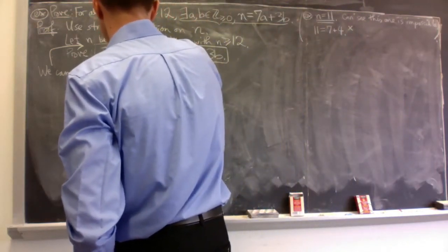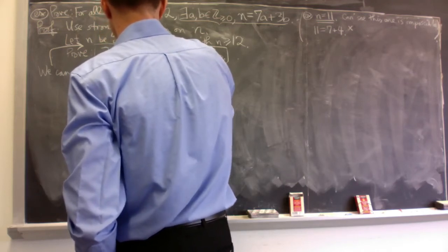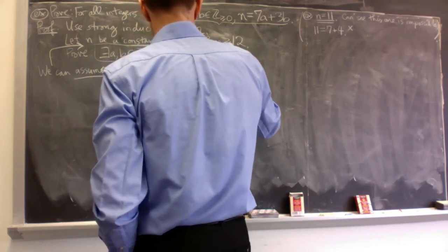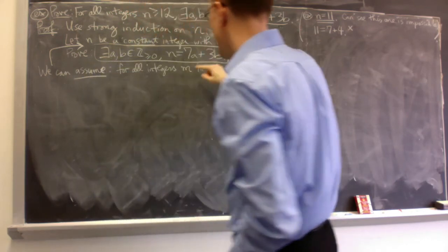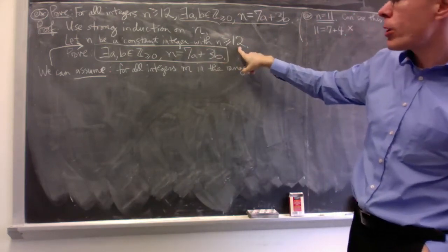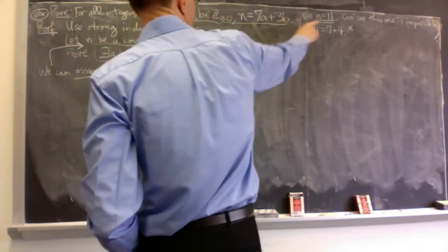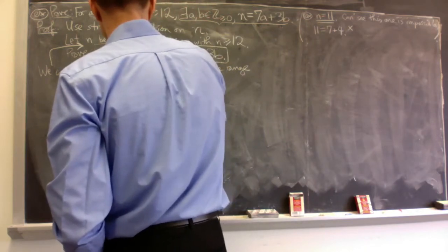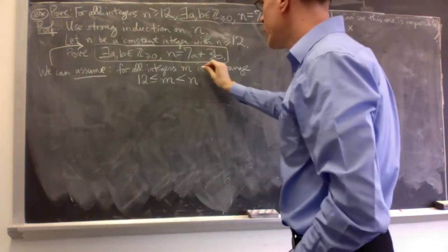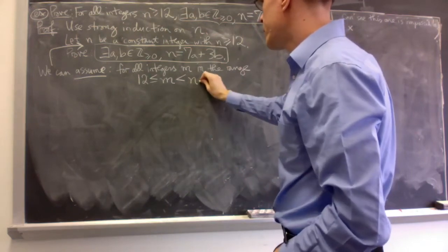For all integers m in the range, and here's where we have to be careful, it's not just everything less than n. It still has to be bigger than or equal to 12. We just saw that 11 doesn't work. So the range is 12 less than or equal to m is less than n.